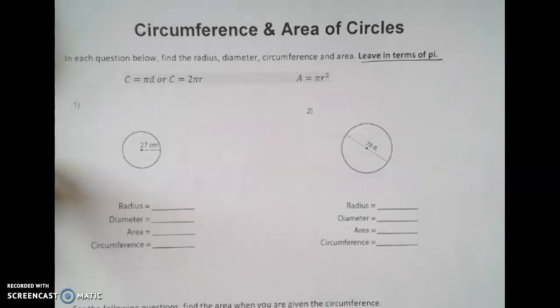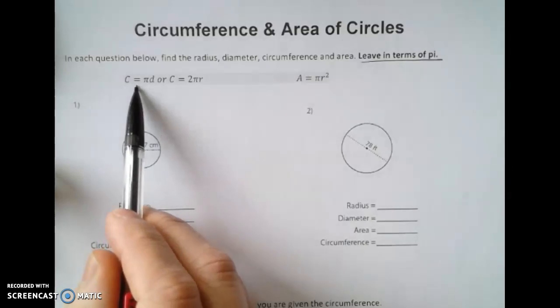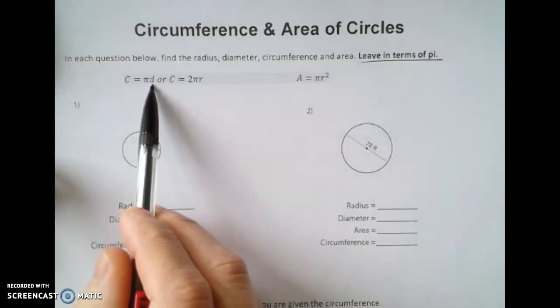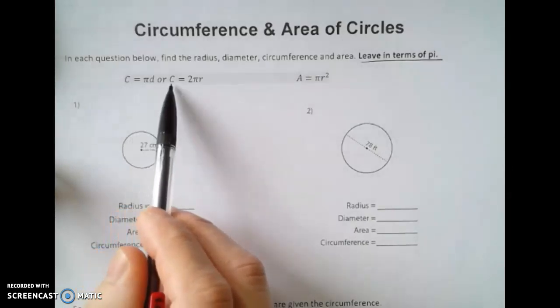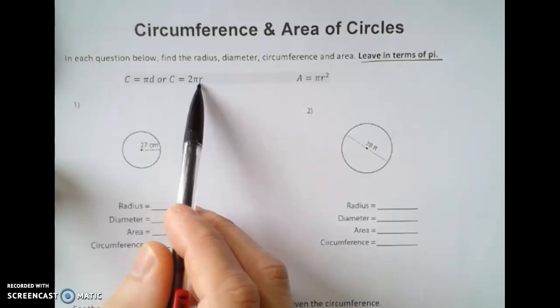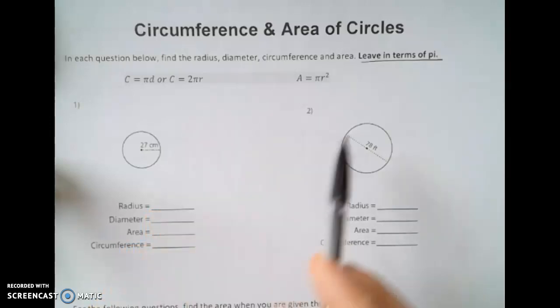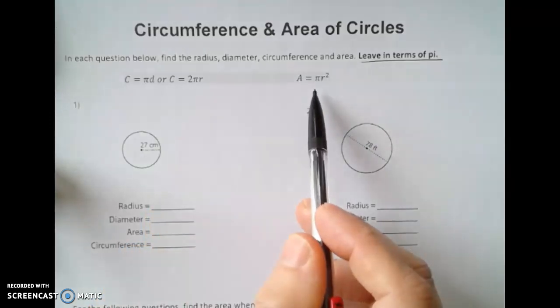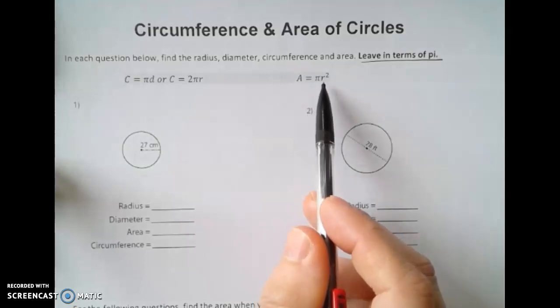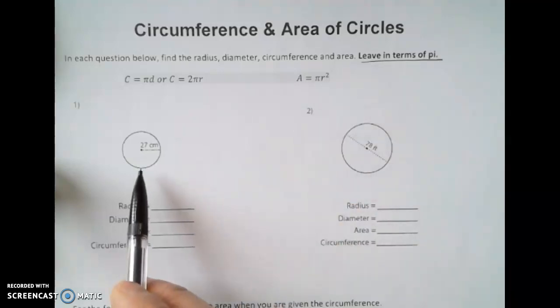Remember that there are two circumference formulas: C equals pi d if you know the diameter of the circle, or C equals 2 pi r if you know the radius of the circle. And there's only one area formula, A equals pi r squared. So you must know the radius of the circle in order to find the area. Let's take a look at the first circle.